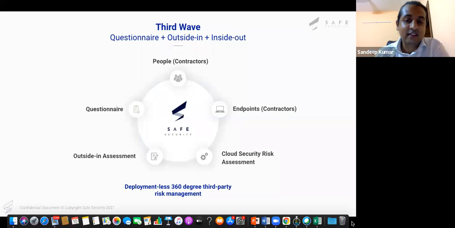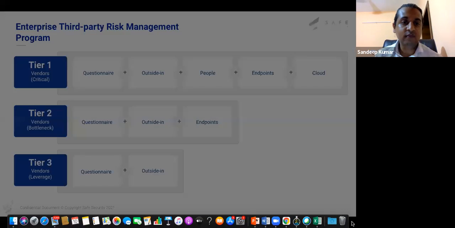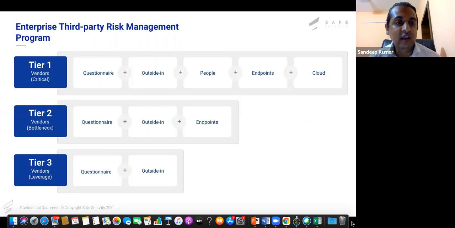Now, if I were to refer to Forrester, which says that organizations are working with more and more third parties on average year on year, we understand that organizations need a tailored approach while adopting third-party cybersecurity assessments. Keeping that in mind, we recommend a tiering approach based on the criticality of the vendors that they have defined. Some of the critical vendors who have access to your very sensitive and confidential information form your tier one vendors.